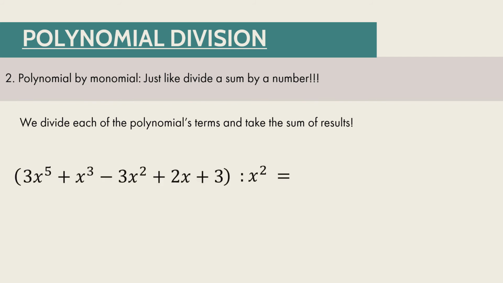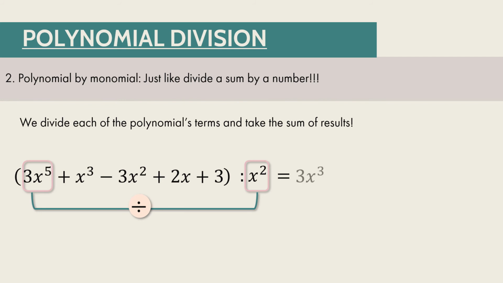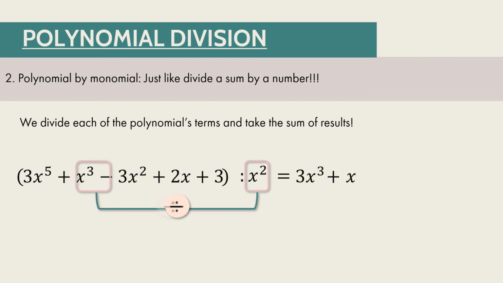For example, let's try to divide this long polynomial by that monomial x squared. First, we divide the first term, 3x to the power of 5 by x squared. The answer is 3x cubed. Moving to the next term, x cubed divided by x squared, the answer is x. Moving on, negative 3x squared divided by x squared, the answer is negative 3.